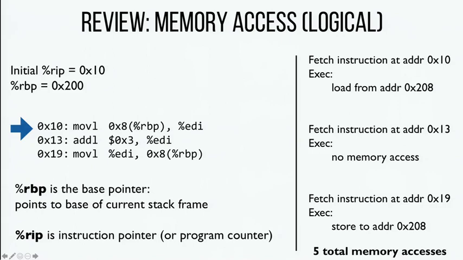And so we have to do a memory operation to fetch each instruction, you'll remember. It's fetching from the address that's specified here. We then did a load from the address that was 8 away from the base pointer for the stack, so 8 plus 200. That's where we got this load. We did another fetch. There's no memory access associated with that second instruction. We then fetched the third instruction from that logical address, and then we did a store to another logical address. So the point of all of this was just remember, think about logical addresses. That's what you are used to seeing when you use a user-level program.